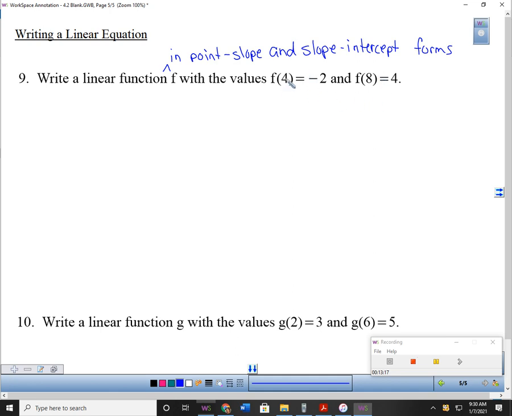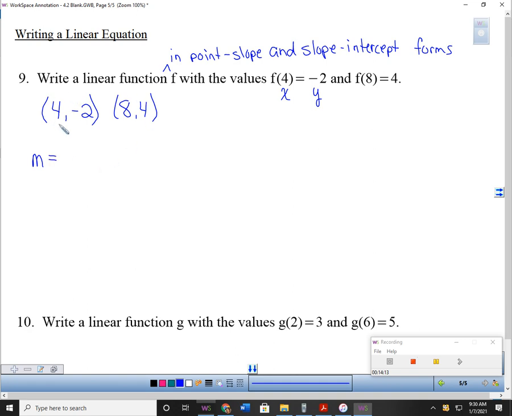All right, so I'm going to do what I've been doing with these points here. So remember, if I have f of 4, that 4 represents x, and then the outcome is negative 2, that represents the y. So I make a point with that. I've got a point for negative 2. And then same thing with this point. So this point would be 8, 4. So the first thing I have to do is find my slope.